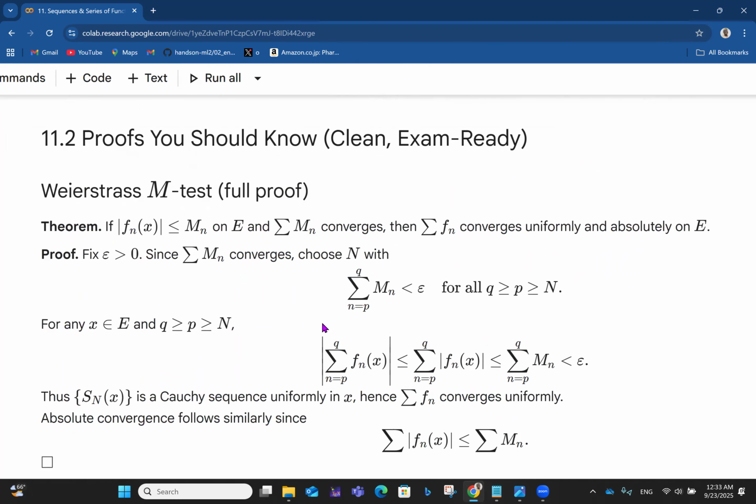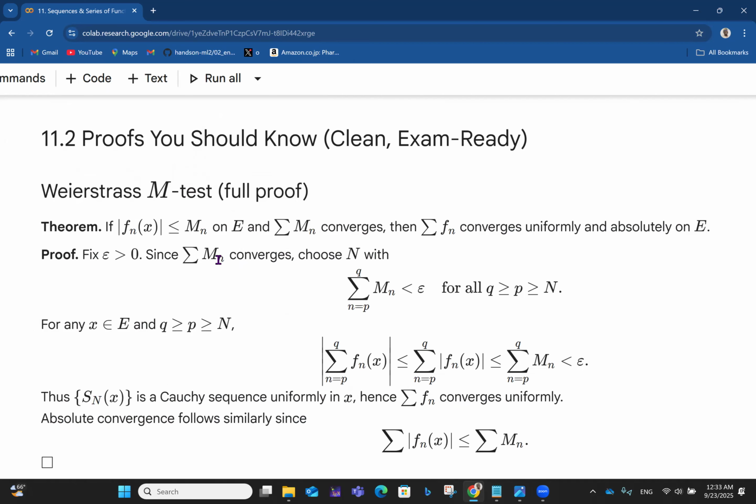So, some proofs you should know, clean and exam-ready proofs, that is. For the Weierstrass M-test, the full proof now. We say that if the absolute value of fn of x is less than or equal to Mn on a set E, and the summation of all Mn converges, then the summation of the series fn converges uniformly and absolutely on the set E. That's the theorem we need to prove. And the easy way to go is we fix an epsilon greater than 0. That's some positive value, very small, but greater than 0.